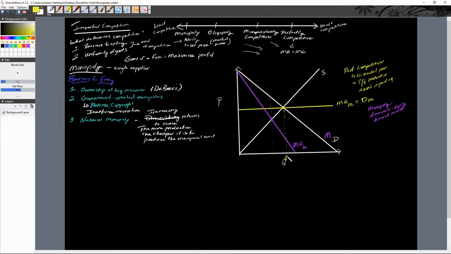So we have our equilibrium quantity for a perfectly competitive market, and we have our quantity for a monopoly. We have our price for a monopoly, and we have our price for a perfectly competitive market. Now we see here that in a monopoly, the quantity produced is less and the price it is sold at is higher. This makes sense because they are producing where their marginal revenue equals marginal cost.